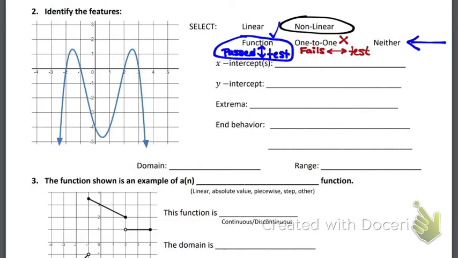How many x-intercepts do we have? How many places does it cross? Yeah. So here's my x-axis, and as I move across that, every single time the graph crosses the x-axis, that's an x-intercept. And we have to write down the ordered pairs for all of those. So -2, 0. -1, 0.